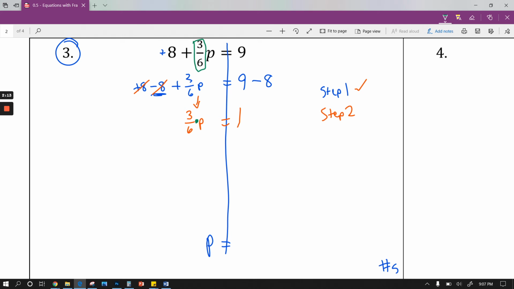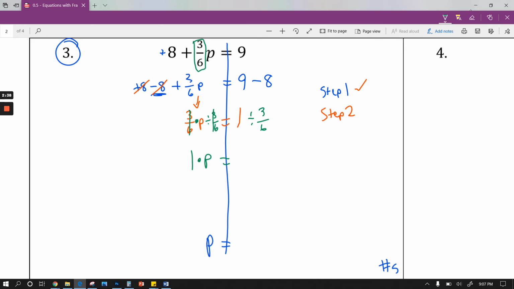In order to do the inverse operation of multiplication, we need to do division, which means we're going to divide by 3/6. Divide both sides by 3/6. 3/6 divided by 3/6, that cancels out to 1 times p. So 1 times p equals 1 divided by 3/6.